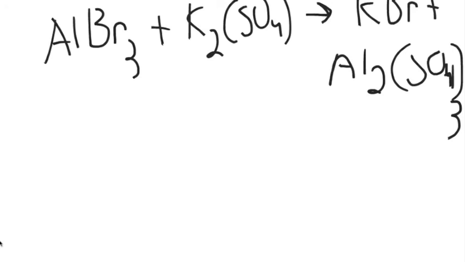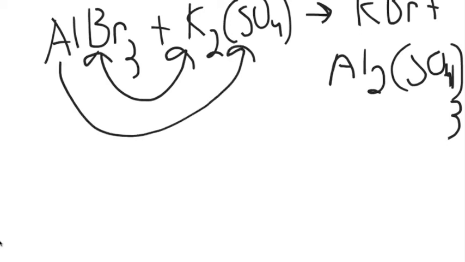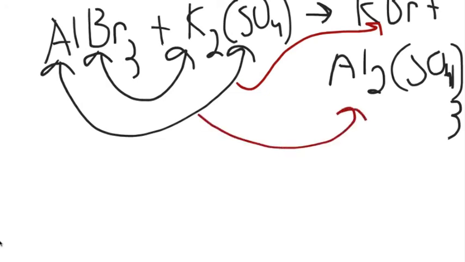The easiest way to remember double replacement is the inners go together and the outers will go together. So, bromine and potassium went together to form potassium bromide, and aluminum and sulfate form together to make aluminum sulfate. That is double replacement, when two ions replace each other.